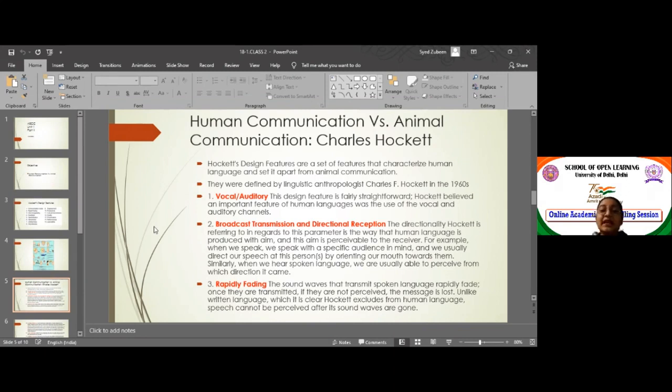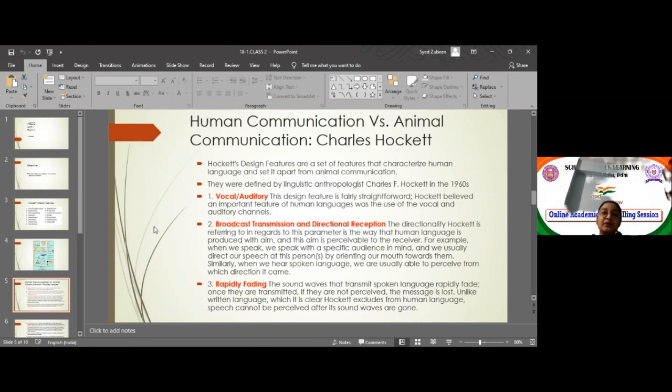Then broadcast transmission and directional reception. The directionality Hockett is referring to in regards to this parameter is the way that human language is produced with aim, and this aim is perceivable to the receiver. For example, if you're sitting in a physical class and the person at the back calls out, ma'am, I have a question, I would be looking towards him. I would know where the sound came from. I would not be looking outside of the window to see where the sound came from. I would be looking at the learner that has asked me the question.